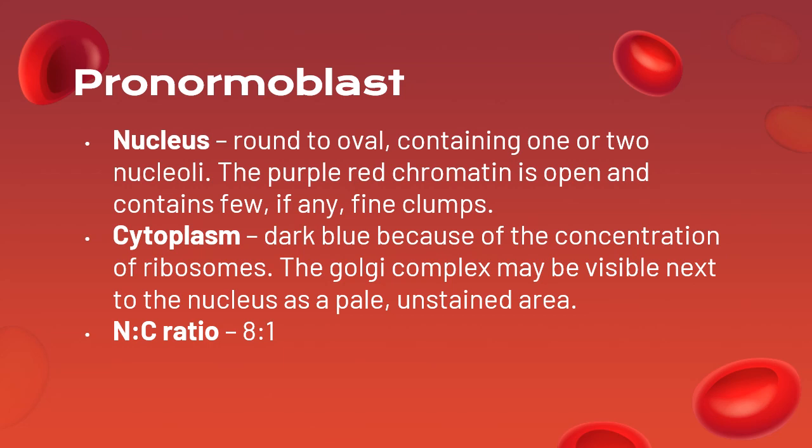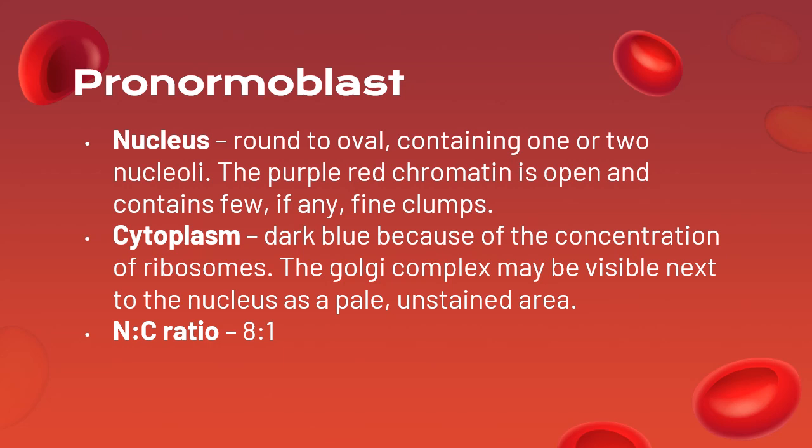So, isa-isahin natin yun. So, why do we have to know yung itsura ba ng mga different stages ng cells? Okay? So, that's how we can know alin yung normal sa hindi. Okay? Alin yung normally seen na dapat nakikita natin under our blood films. Yan. So, number 1, we have pronormoblast.